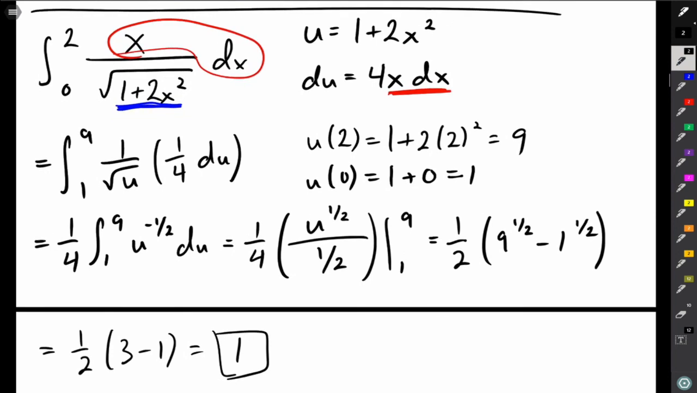So it's basically the same procedure, except when we change these numbers here, something really nice happens, which is that we actually don't have to change it back to x's. Now, of course, we can, if we wanted to, ignore the bounds, do the substitution rule to find an antiderivative, and then pop that back in here and plug in 0 and 2. So it's completely up to you which method you want to do.